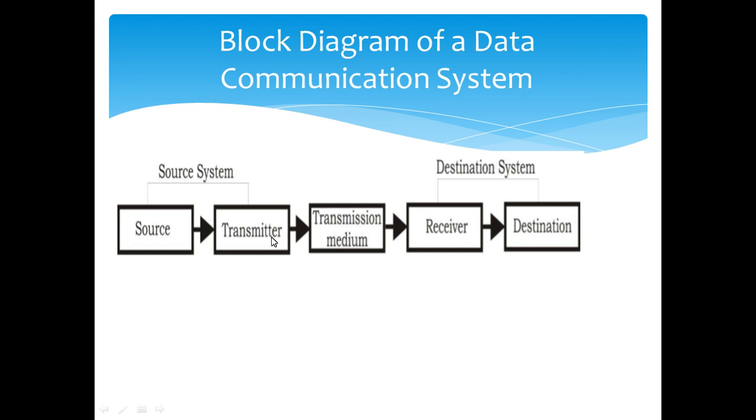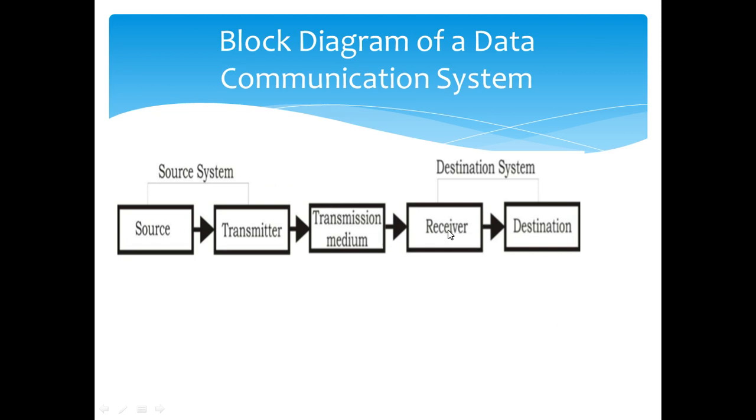The transmitter is a device that encodes and transfers the data into signals suitable for transmitting over the chosen transmission medium. From the transmitter comes the transmission medium, a physical or virtual channel through which the encoded signals are transmitted. These can include cables and fiber optics.